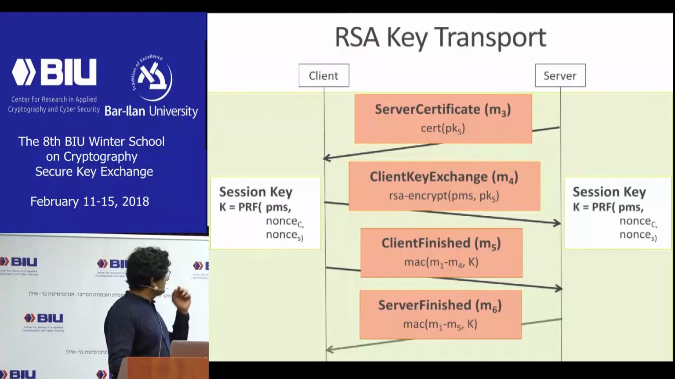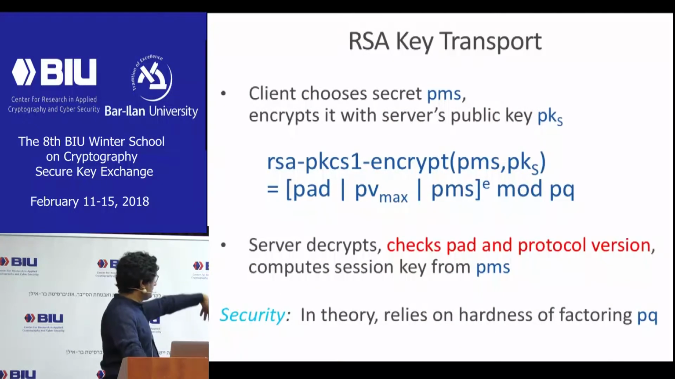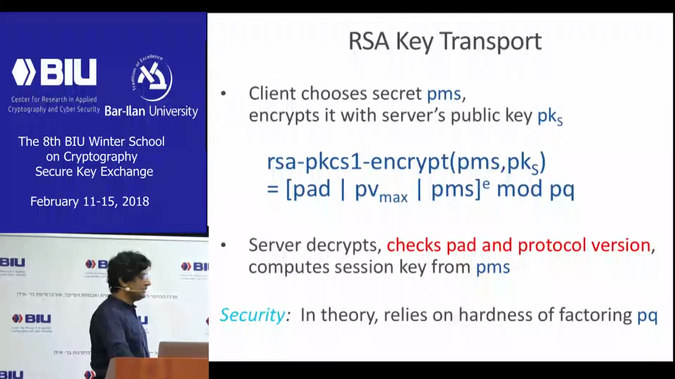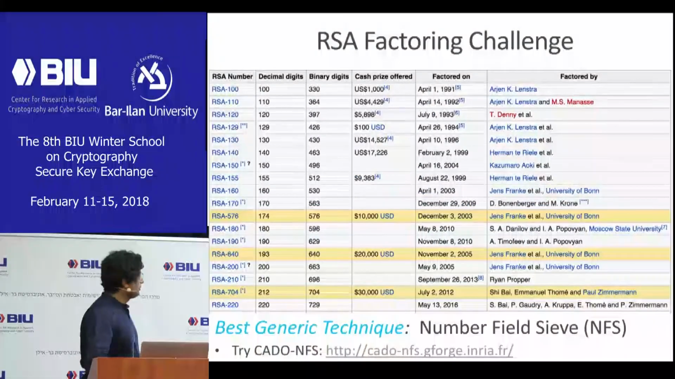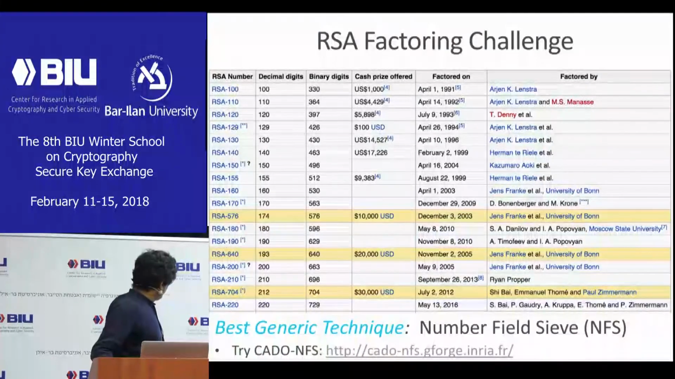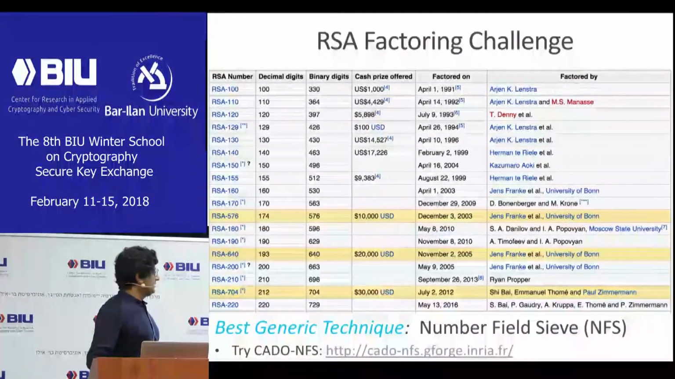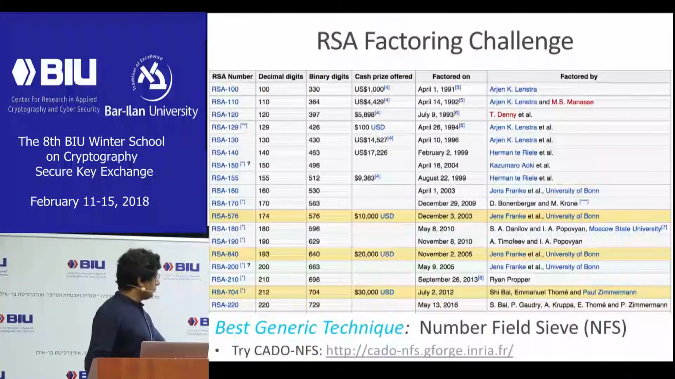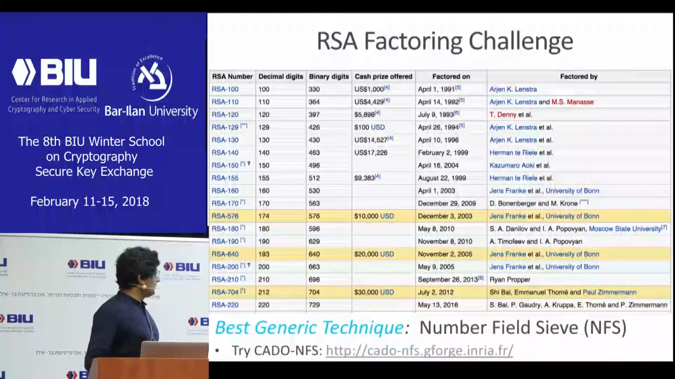So let's look at this, go back to RSA now. So this is your RSA key transport. We looked at it before. Remember, there was an encryption going on, and we said in theory this relies on the hardness of factoring PQ into P and Q. So let's look at factoring. So this is your records for RSA factoring. And again, we believe that 768 bits might be broken or has been or may be broken this year or very soon. But at the very least, 512-bit groups are completely broken.